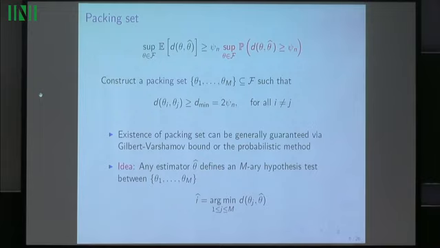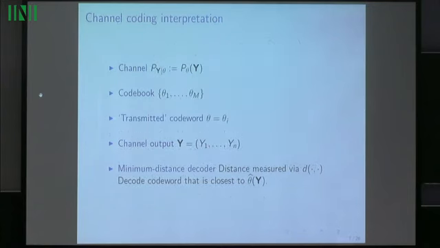So here's how it works. You get y, you run your estimator, you get theta hat, and then you map it to the nearest element of your packing set. Okay, you have m elements, and you just do a nearest neighbor decoding, and that will give you an i hat in this packing set. So this is starting to look very much like a channel coding problem, and it helps to think of it that way. So here's the formal connection.